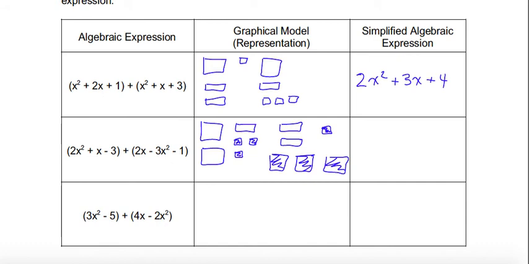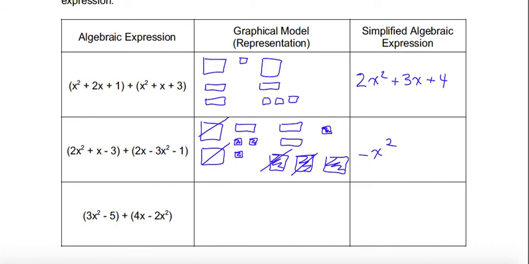The only set of shapes that I have that are positive and negatives are my x squareds. So I'm going to eliminate 1 set and then 2 sets. So the only large square that I'm left with is a negative 1. So I'm going to start with my negative x squared. So I always want to start with the largest shape that I have and then work my way down to the smaller shapes. So I have negative x squared.